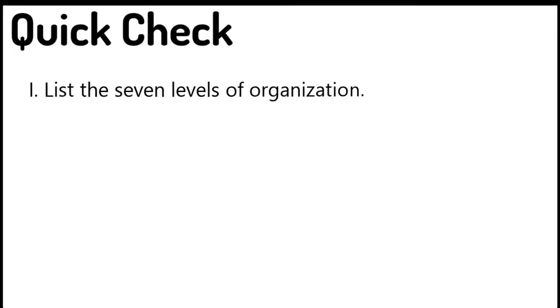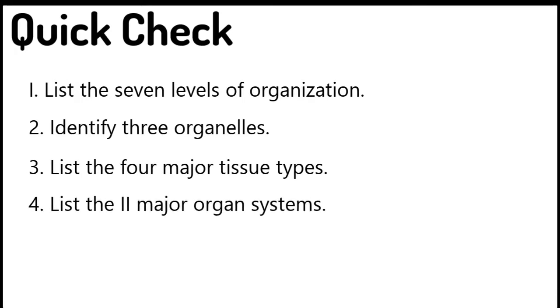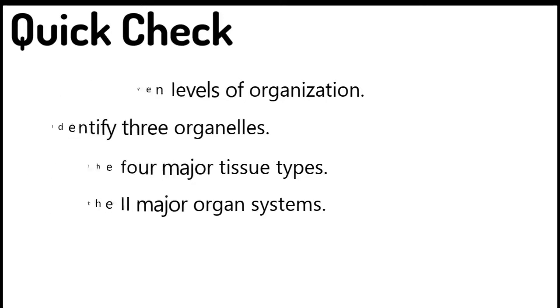And that's it. Don't forget to give yourself a quick check. Number 1. List the 7 levels of organization. Number 2. Identify 3 organelles. Number 3. List the 4 major tissue types. And number 4. List the 11 major organ systems.